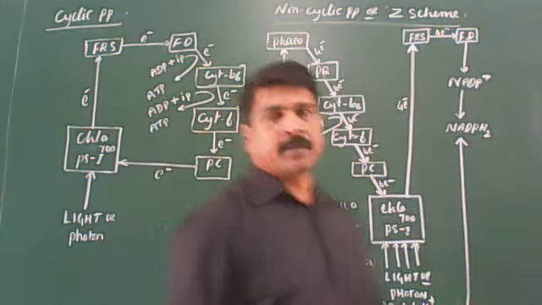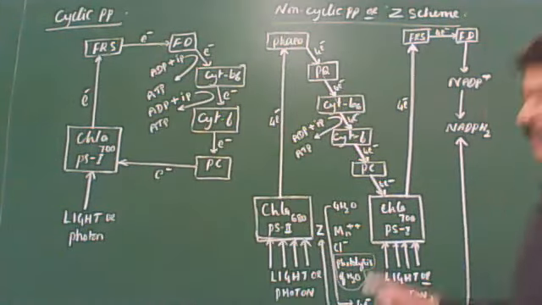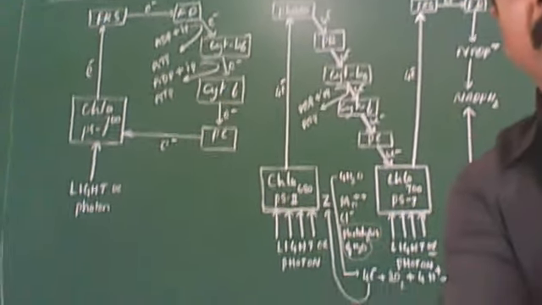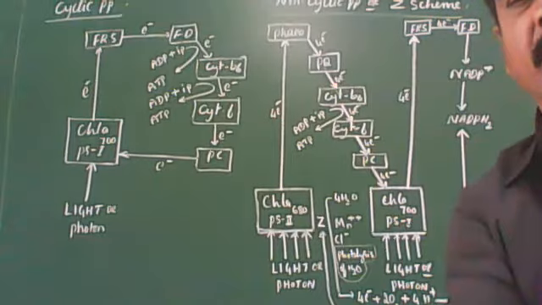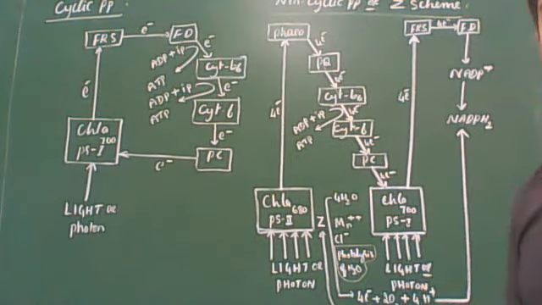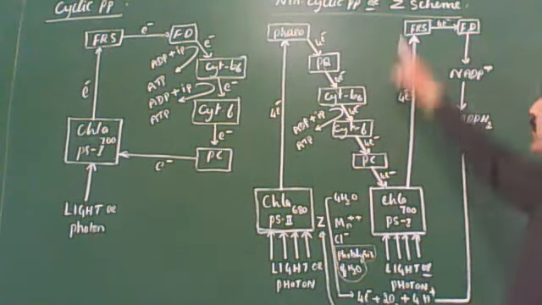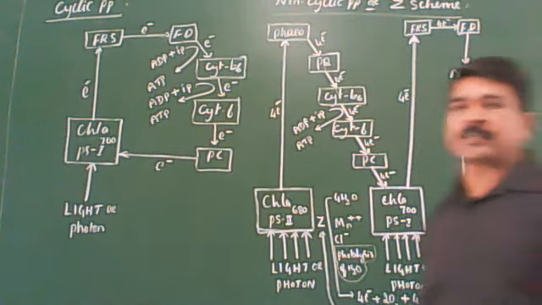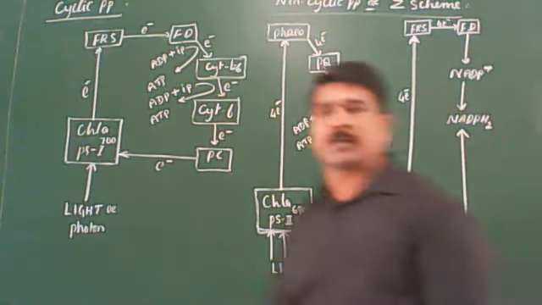So this is the schematic representation of the non-cyclic photophosphorylation. As I said, it is also called the Z scheme. Look at the board. Now I'll give the explanation of the non-cyclic photophosphorylation.